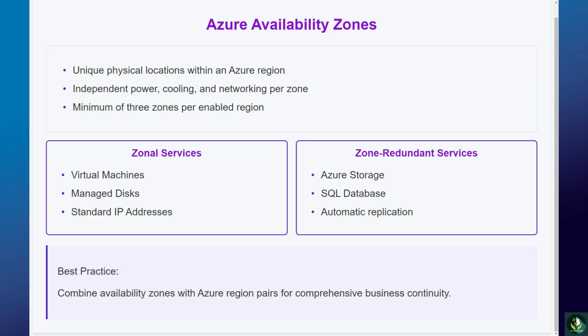Consider data residency and replication requirements. For business continuity, combine availability zones with region pairs for maximum protection. Plan for zone failure in your disaster recovery scenarios. Test your application's behavior during zone failures.